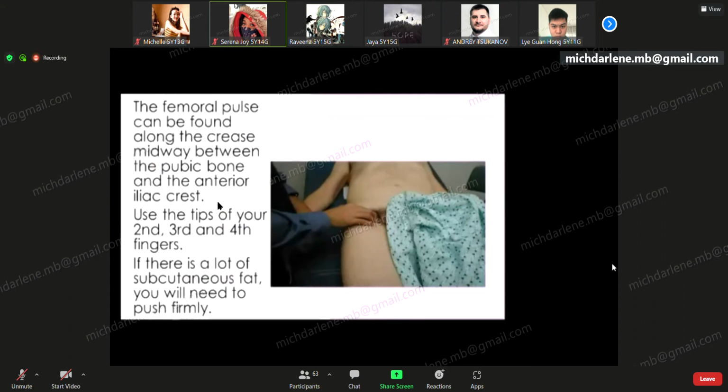Femoral pulse. Some words about the location of points to remember. Along the crease midway between the pubic bone and the anterior iliac crest. Use the tips of your second, third, and fourth fingers. If there is a lot of subcutaneous fat, you will need to push firmly.